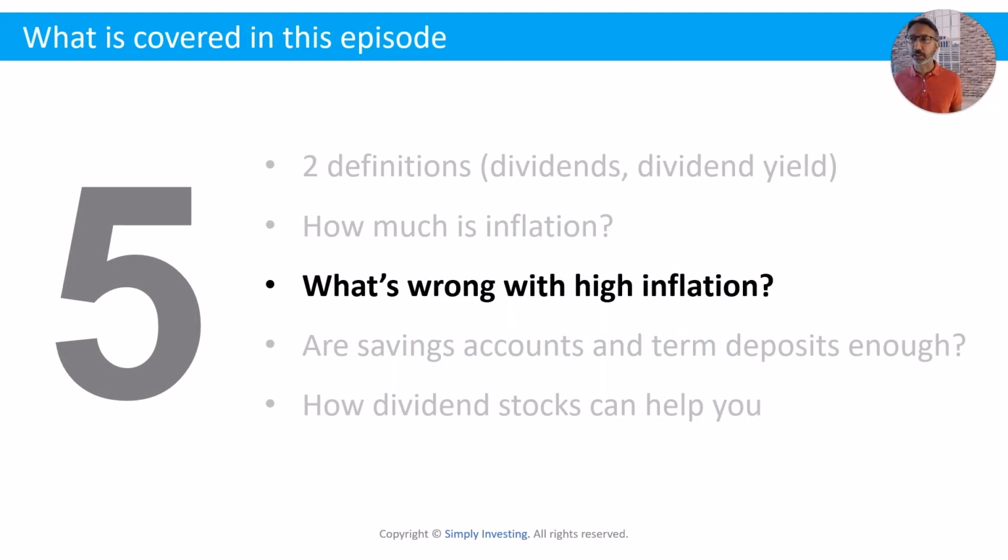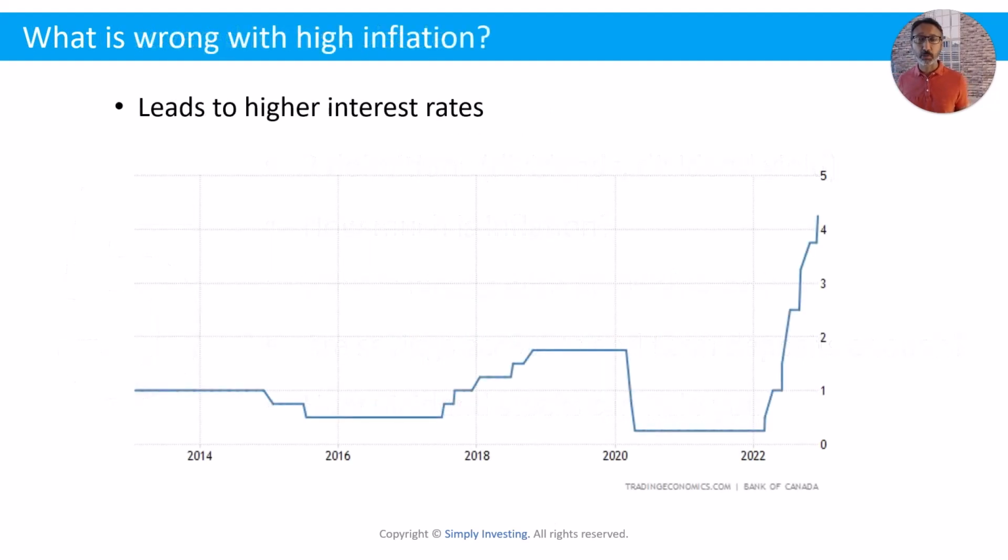Let's take a look at some of the things here. So number one, it's going to lead to higher interest rates. And we're seeing that already. So up on the screen here, you can see the Bank of Canada. You can see the number of increases just in this year alone. And you can see the chart is just staggering. The line just goes straight up. Same thing in the US, the Federal Reserve, and in Canada as well.